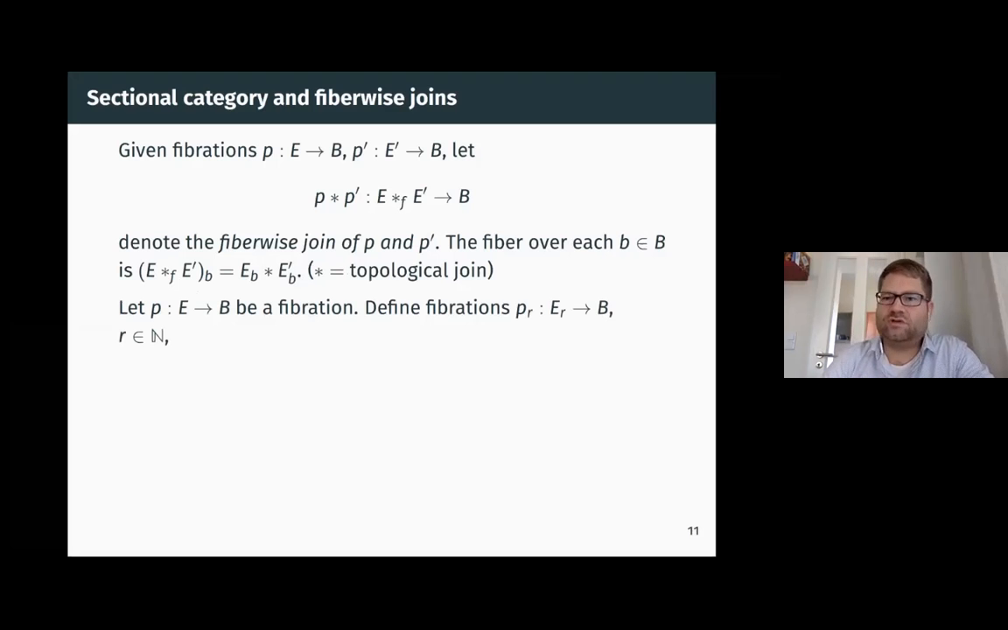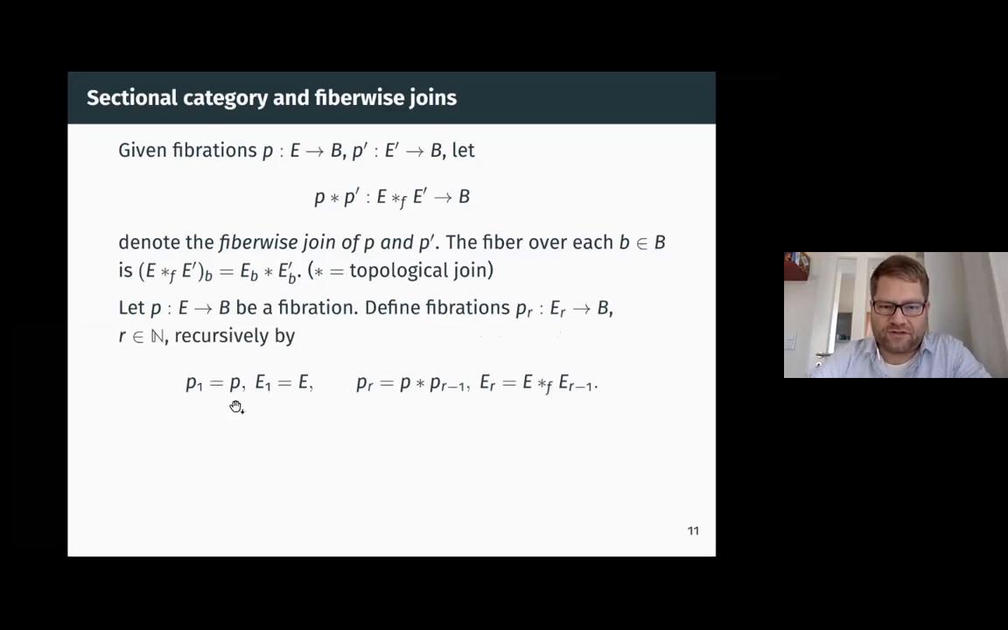And what we can now do is to take one fibration and define a whole family of fibrations by iterating this fiber-wise join construction. So I want to define fibrations PR for each R, just recursively: I say the first of these fibrations should be the original fibration P itself.